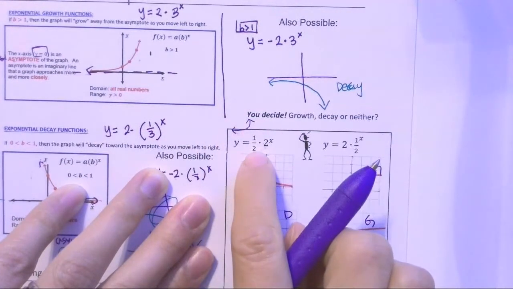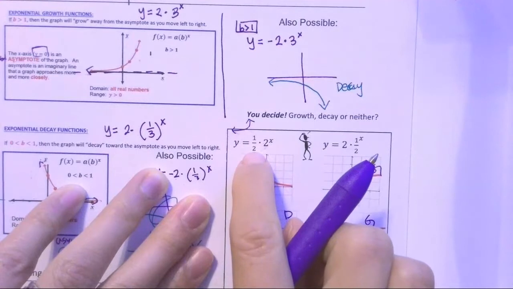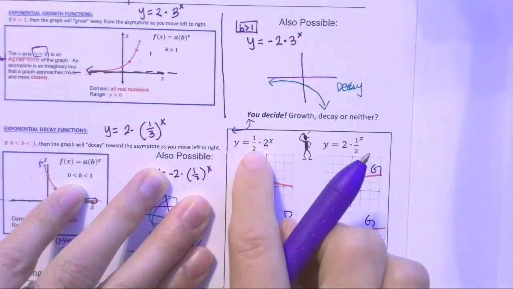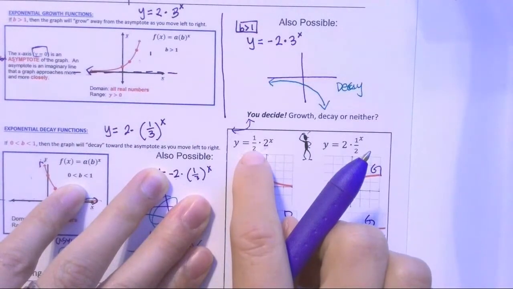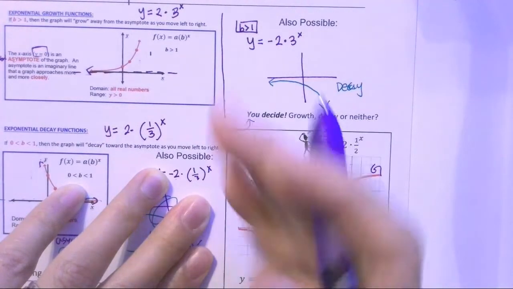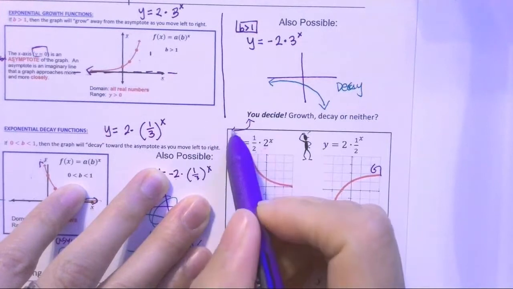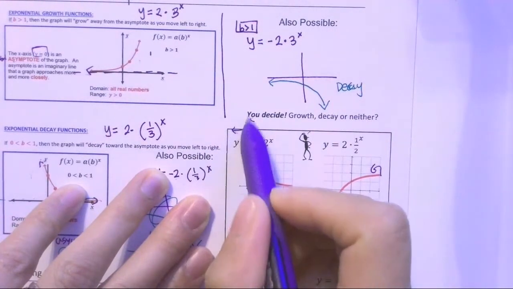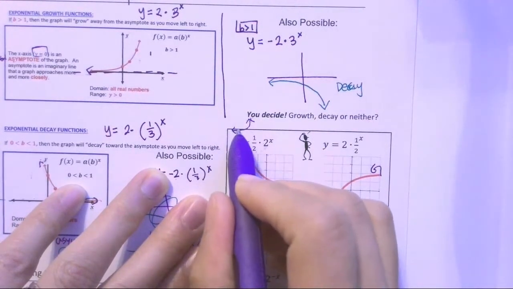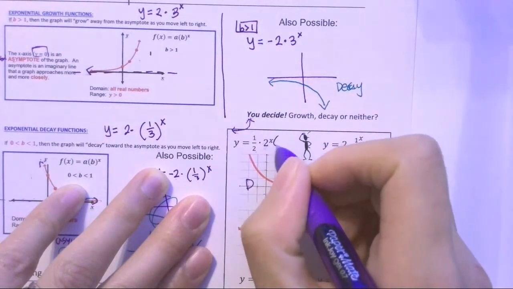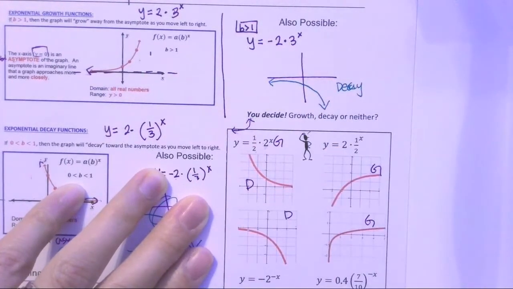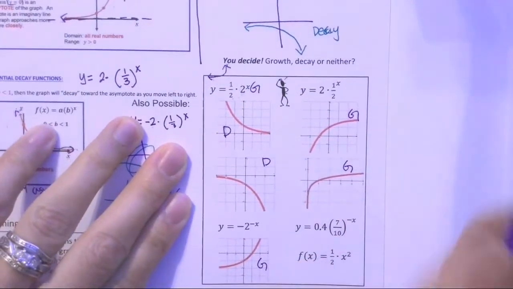Now you look at the a value. What is the a value? The number that's multiplying the front. It's the half. So is it positive or negative? Positive. So will there be any reflection going on? Nope. So your graph is going to look just like that. So just by looking at that graph, what would that be? The growth.